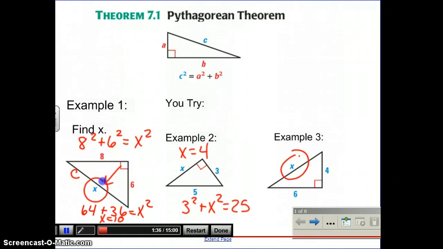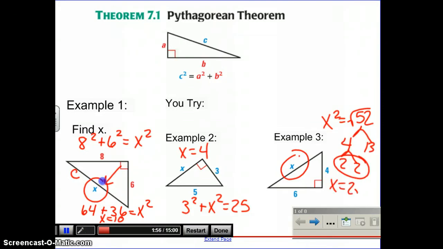Over here, hopefully you got x squared to be 52, so x is the square root of 52. I don't want the decimal answer here, so we need to simplify this radical. If we simplify it, we get 4 and 13, 2 and 2. Pair of 2's, so x is 2 root 13. Okay? In this case, x was the hypotenuse, like I said, so it would be 4 squared plus 6 squared, which is 36.